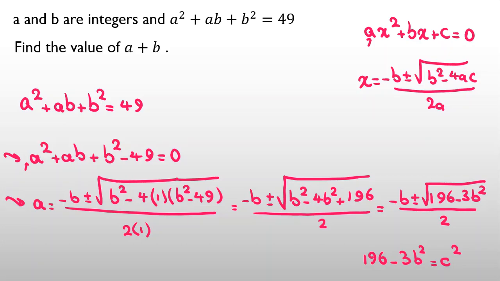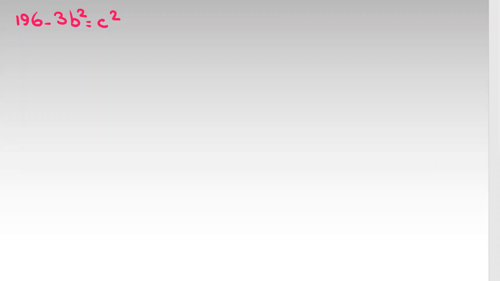So let me write a new page. 196 minus 3b squared should be c squared. And without loss of generality, it is b plus or minus c over 2. You can consider c is at least 0, because if c is negative, you consider the positive sign. So this is c squared. Now, 196 equals 3b squared plus c squared.